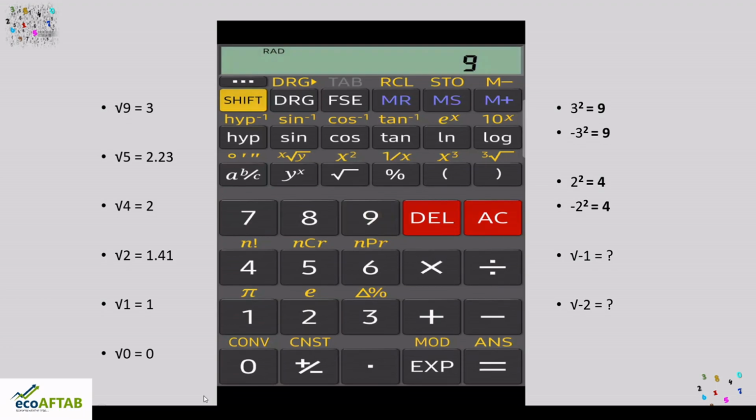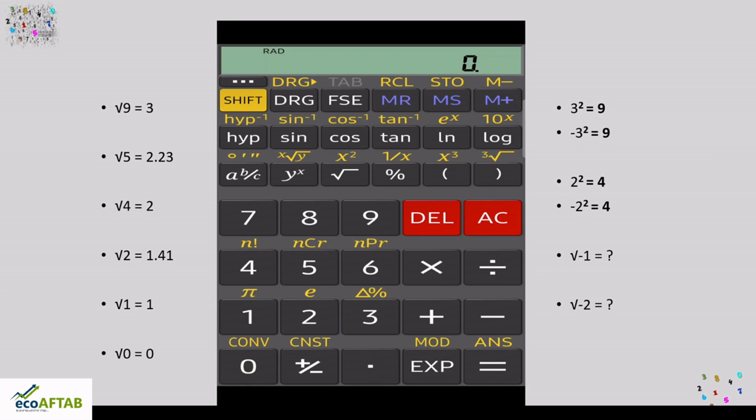You can see the square root of 9 is 3. Similarly, the square root of 5 is 2.23. Similarly, the square root of 4 is 2. You can see the square root of 2 is 1.41. The square root of 1 is 1. The square root of 0 is 0.